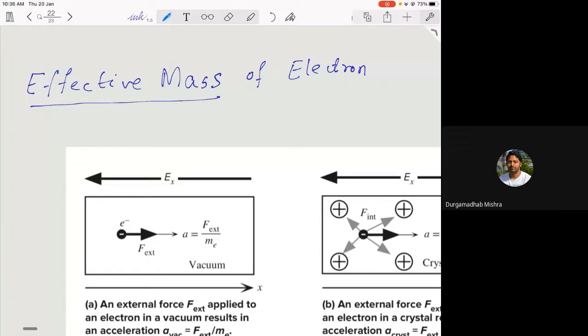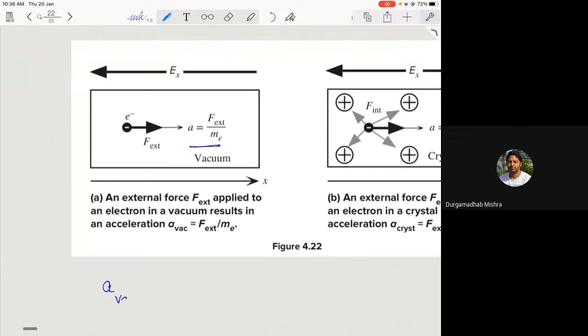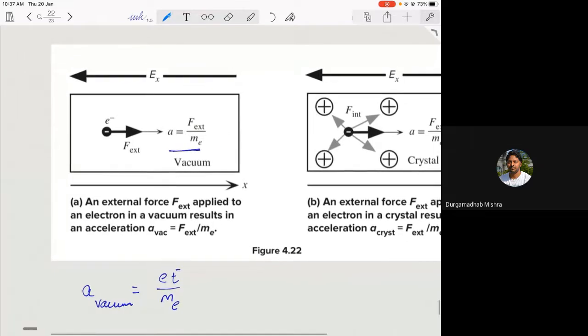Now you are applying an electric field, so the electron will experience a force, and it will be accelerated, which is given by the expression F by m. So your acceleration in free space or vacuum would be equal to E by m. That is quite well known. But the electron inside a solid behaves very differently. Although when we talk about conductivity, we say it is a free electron, however, it is not really free. It is nearly free. It is not completely free.